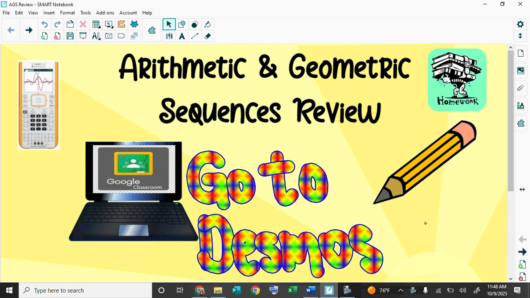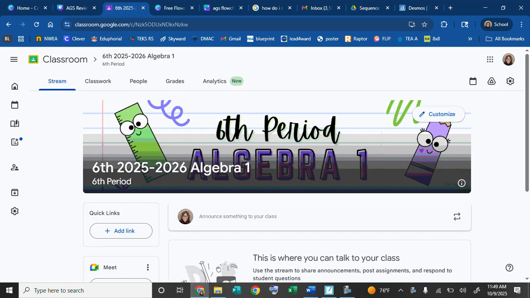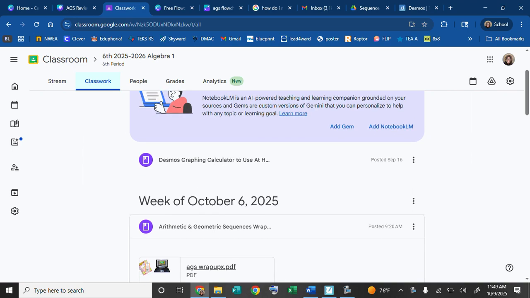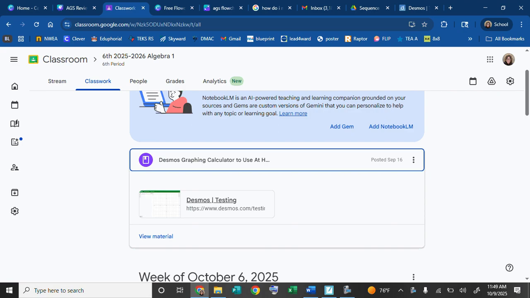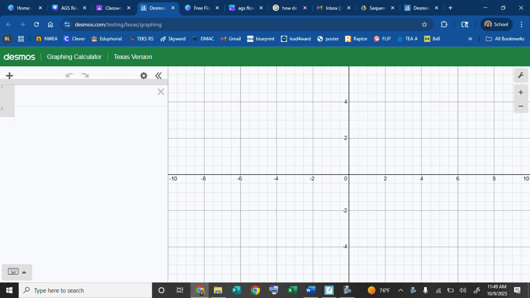This is a review for arithmetic and geometric sequences, and so we're having a test tomorrow. The first thing you need to do is go to Google Classroom, go to class, whatever it is, go to classwork, and the very top thing is Desmos. Click on Desmos. Or you can always just Google Desmos Texas and that'll pop up. You can get it on your phone, either Android or an Apple. And so we're going to use this today to go over the review.